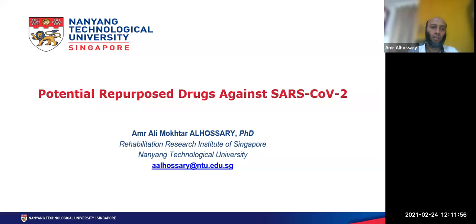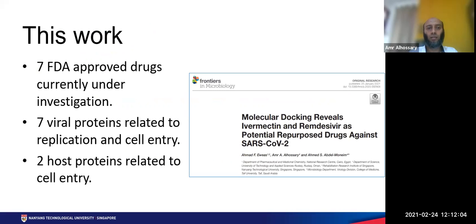Hello, everybody. I'm happy to share with you today our work on potential repurposed drugs against SARS-CoV-2. In this study, we studied the effect of 7 FDA-approved drugs currently under clinical investigation against 7 viral proteins related to viral replication and cell entry, in addition to 2 host proteins related to the cell entry.